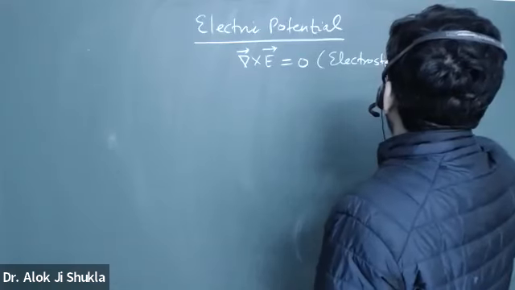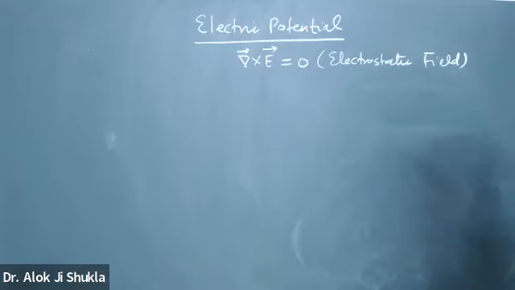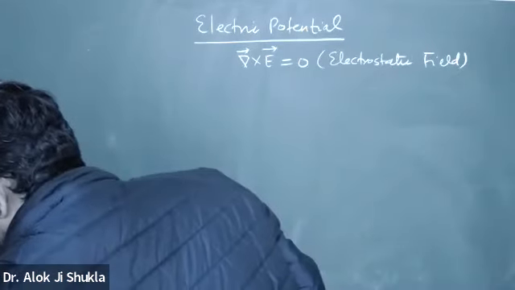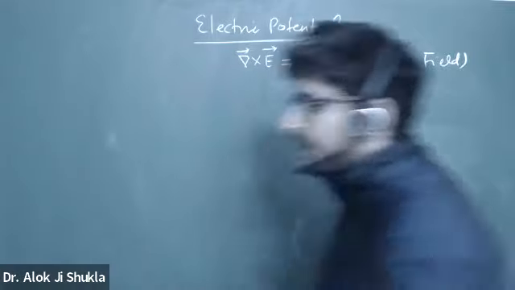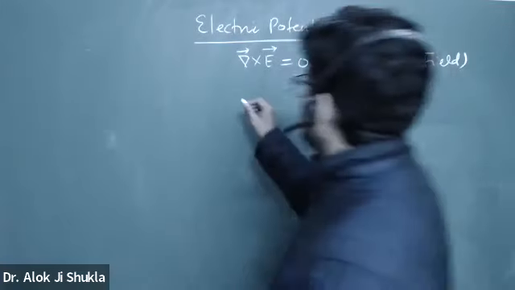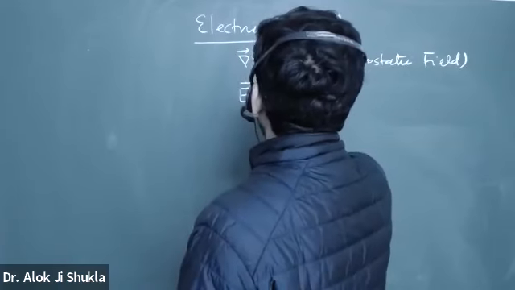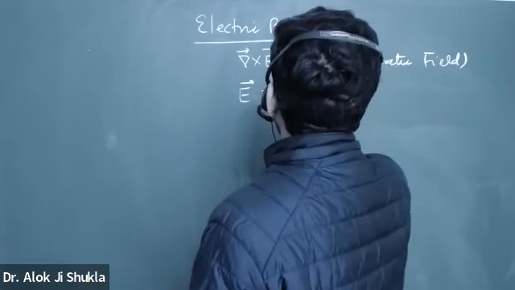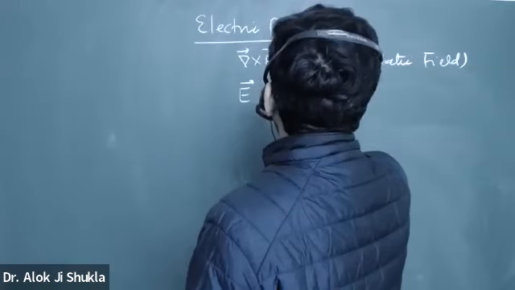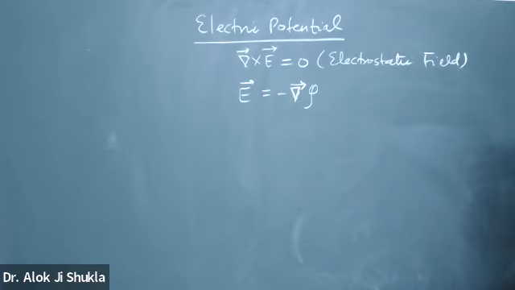For electrostatic field, right? Del cross E क्या है? 0 है for electrostatic field, and then there is a possibility to write this E as some gradient of potential phi. E is equal to minus grad phi.